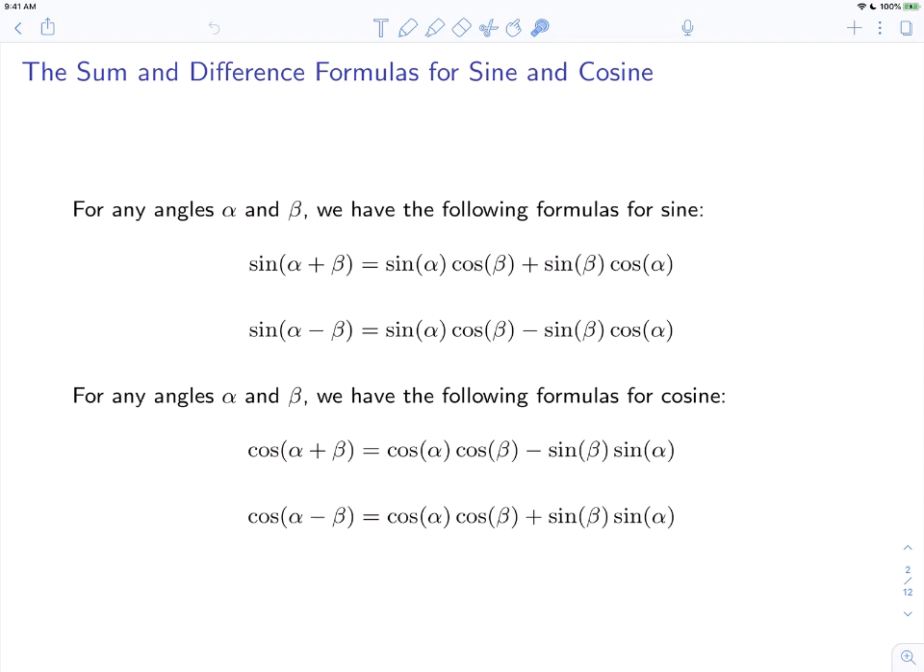For the cosine formulas, notice that we have cosine of alpha times cosine of beta minus sine of beta sine of alpha. So in this case, you're looking at a product of two cosines and a product of two sines. The plus becomes a minus, and the minus becomes a plus. Cosine of alpha plus beta is equal to cosine of alpha times cosine of beta minus sine of beta sine of alpha. Cosine of alpha minus beta is the product of the two cosines, cosine alpha, cosine beta, and then plus sine of beta sine alpha.